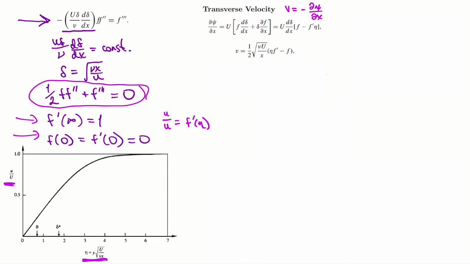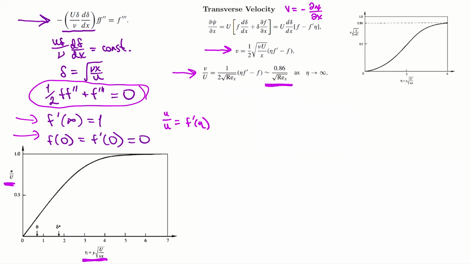So then we can simplify and rearrange for our v velocity, or transverse velocity, using the solution that we've come up with. So we simplify for v here. Therefore v over u can be represented like this, and that simplifies to this approximate solution, 0.86 over root Reynolds x, as our eta approaches infinity. There's a plot for this, right, where we have 0.86 as eta gets very big.